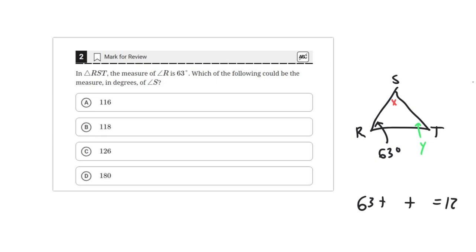Hopefully we are all understanding that 63 plus X plus Y is going to be 180. So we have an X and we have a Y. And therefore, hopefully we all understand that X plus Y is going to equal 180 minus 63, which happens to be 117. So these right here have to be 117 when you add them together. So X plus Y equals 117. So we know for sure that whatever this red X is, it has to be less than 117. Okay, so that's why answer choice A is the answer.